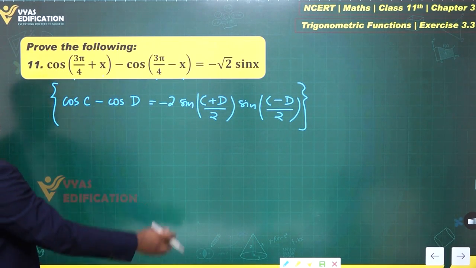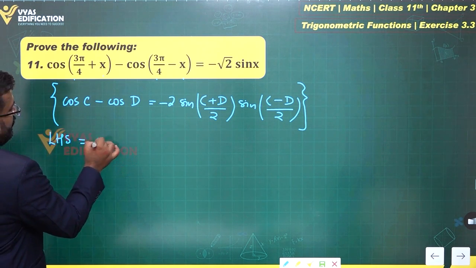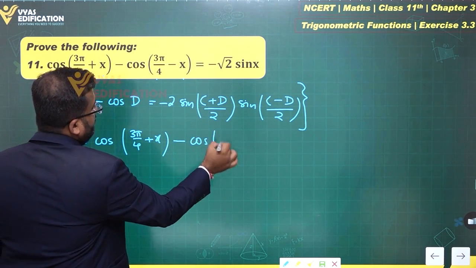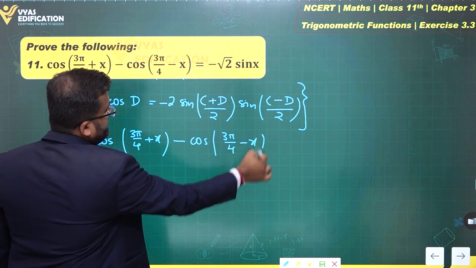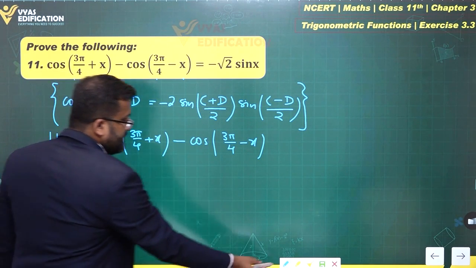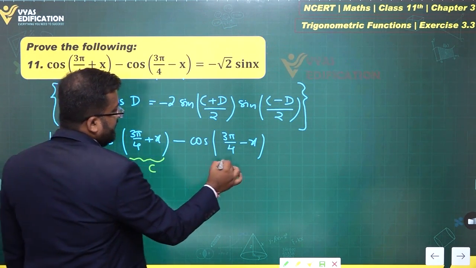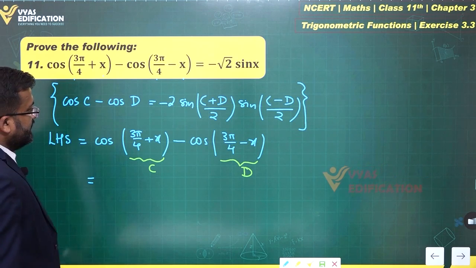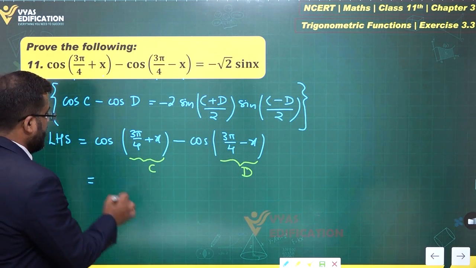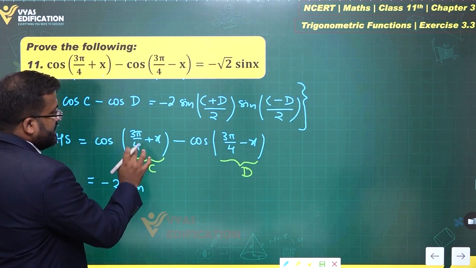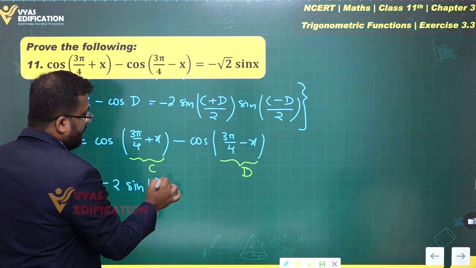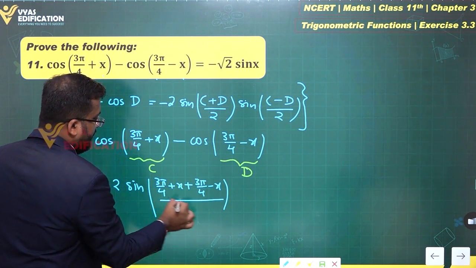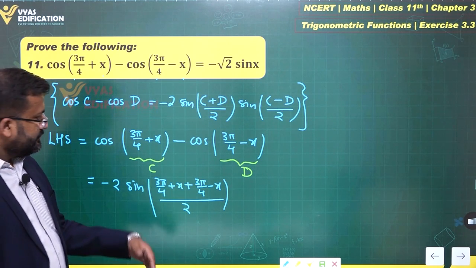Okay, let's do it. What do we have? In the LHS, we have cos of 3 pi by 4 plus x minus cos of 3 pi by 4 minus x. Let's observe this angle as C and this angle as D. This is cos C minus cos D, which will become minus 2 sine of C plus D by 2. What is that? 3 pi by 4 plus x plus 3 pi by 4 minus x, whole divided by 2. That's one thing.